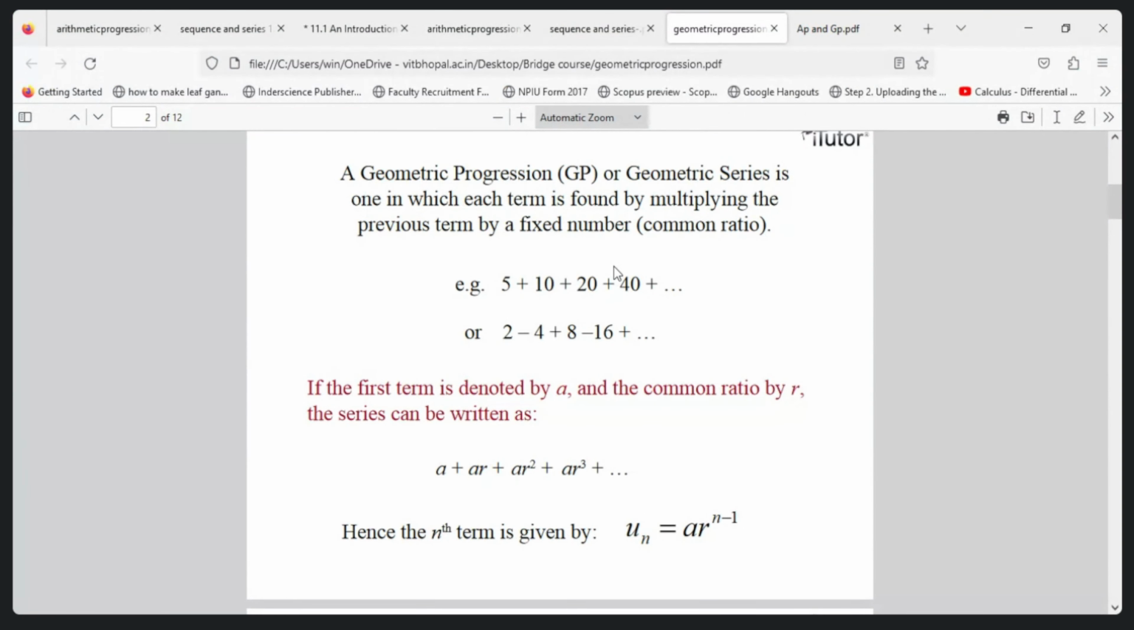A geometrical progression or geometrical series is one in which each term is found by multiplying the previous term by a fixed number. As you can see, in arithmetic progression you find the sum, while in the geometrical progression you find the multiple.